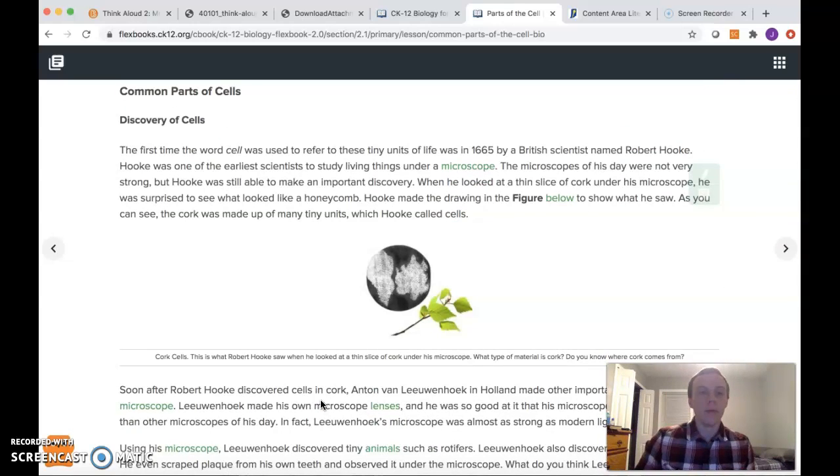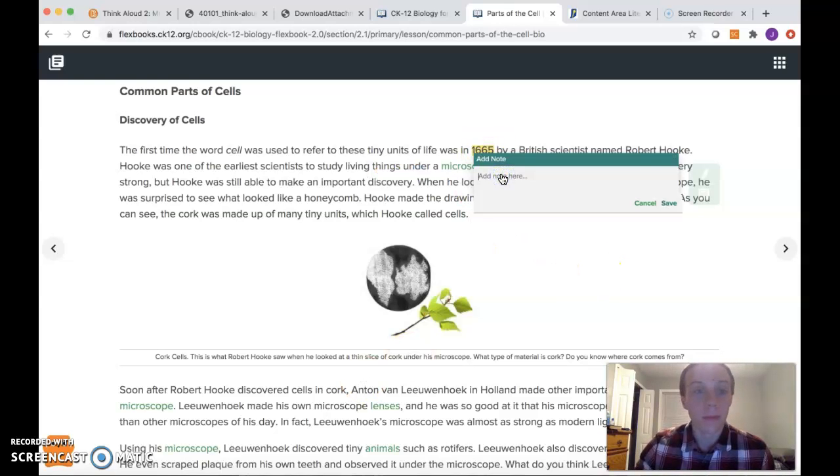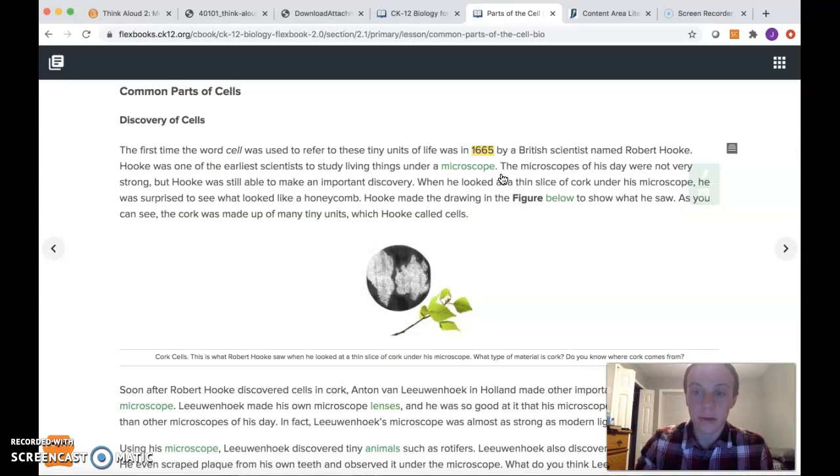All right, and then we're going to move to the common parts of cells, and the subheading says discovery of cells. The first time the word cell was used to refer to these tiny units of life was in 1665 by a British scientist named Robert Hooke. 1665. That was a long time ago, like 355 years ago. And what was going on in the world at that time? Well, America was just being colonized, but we weren't our own independent country yet as the United States. So that's just something that I'm connecting to the text here.